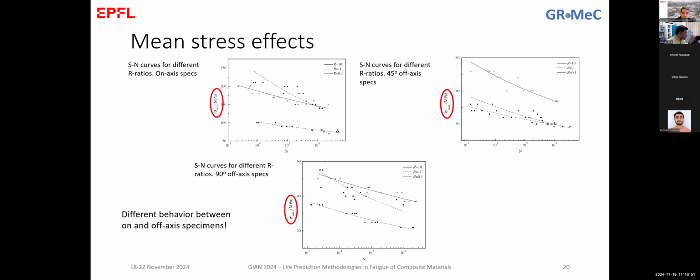So this is how we compare the mean stress effects, and then of course we have the ability to plot all this together in constant life diagrams. We will discuss about this in a few minutes.